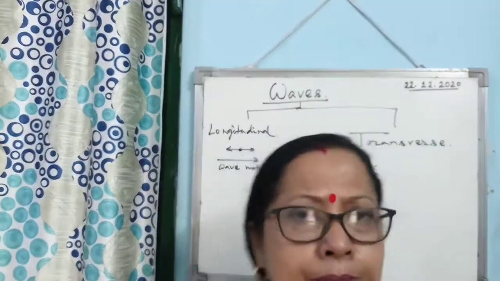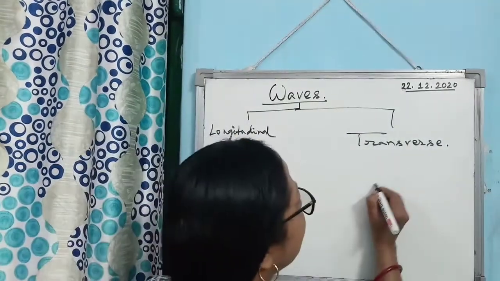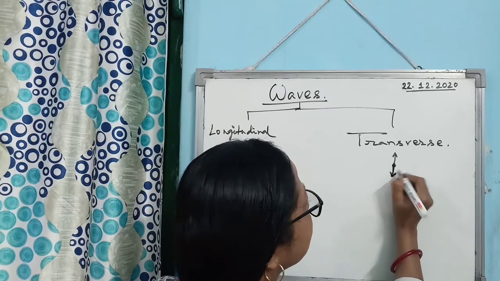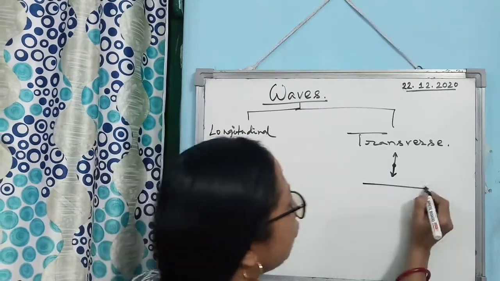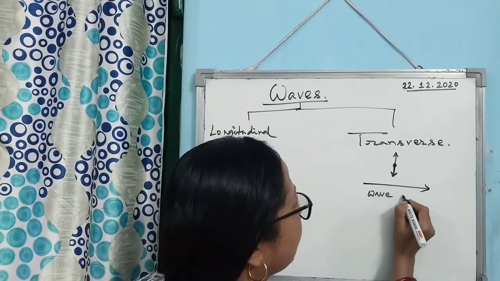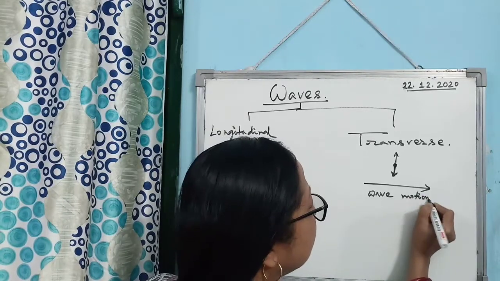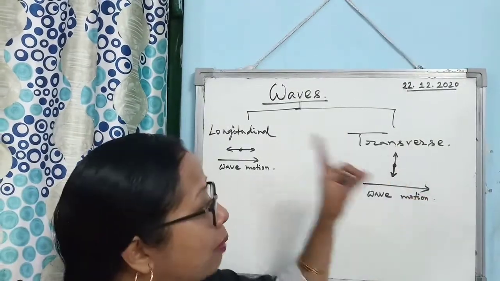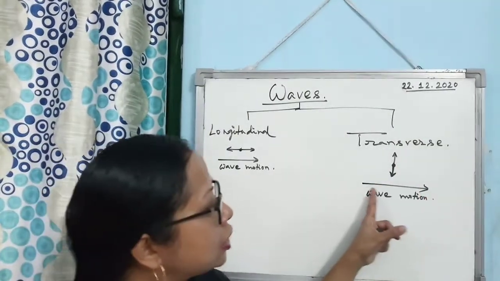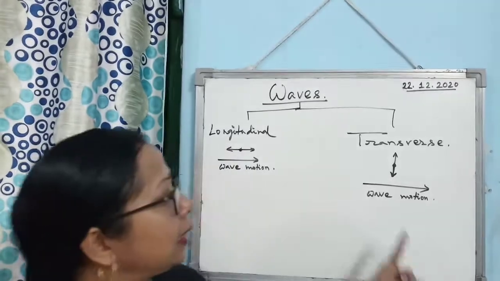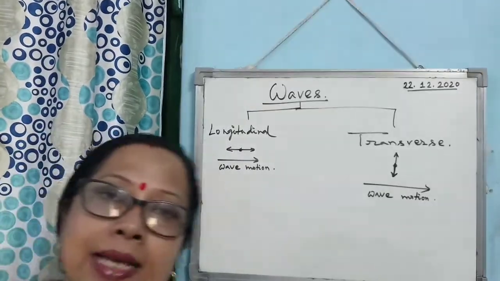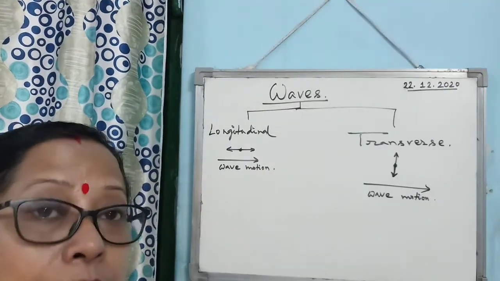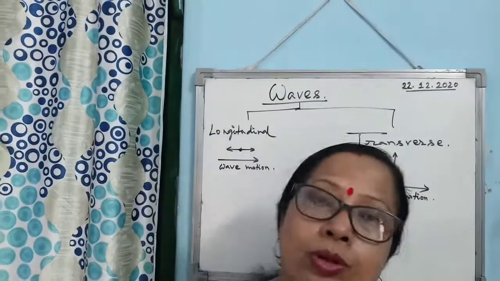a longitudinal wave. Alright. And if the particles of the medium vibrate up and down, whereas the wave is moving from west to east, meaning the particles of the medium vibrate perpendicular to the direction of propagation of the wave, then that particular wave is known as the transverse wave. Alright, from 9th standard you are studying this, so this is nothing new to you, everybody knows.